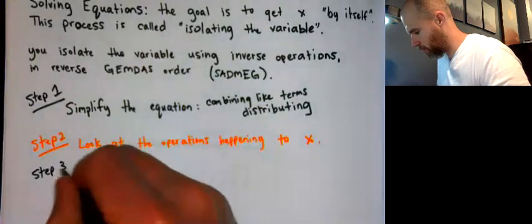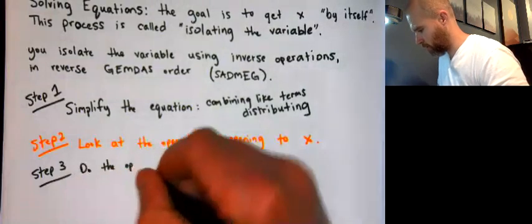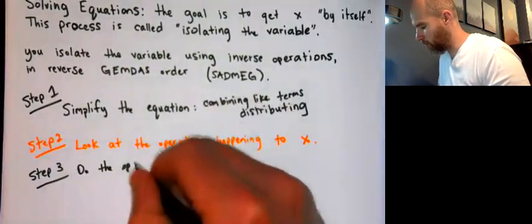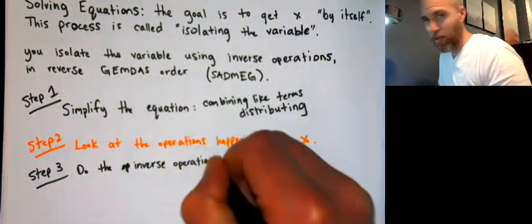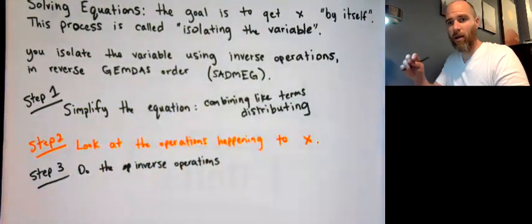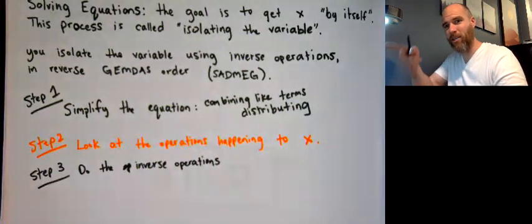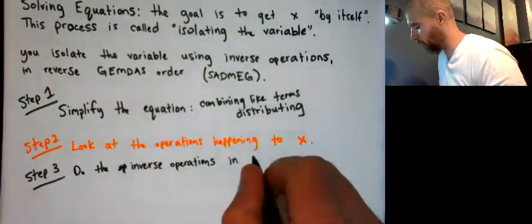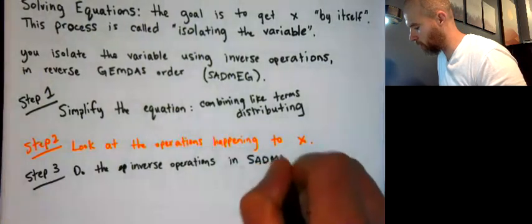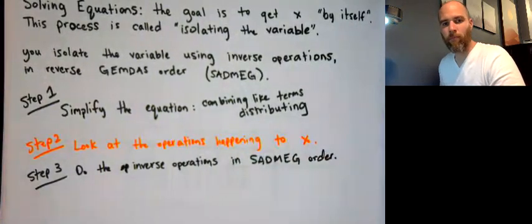Step 3, do the inverse operations. The inverse of addition is subtraction. The inverse of subtraction is addition. The inverse of multiplication is division. The inverse of division is multiplication. Do inverse operations in SADMEG order. And that's pretty much all there is to it.